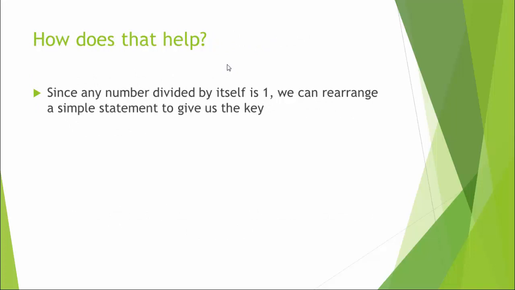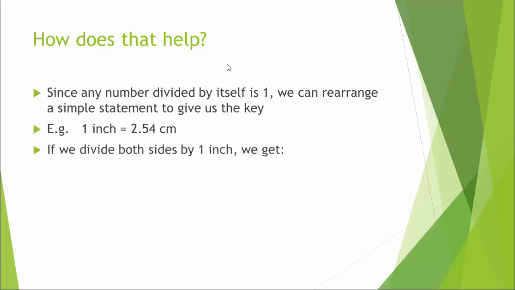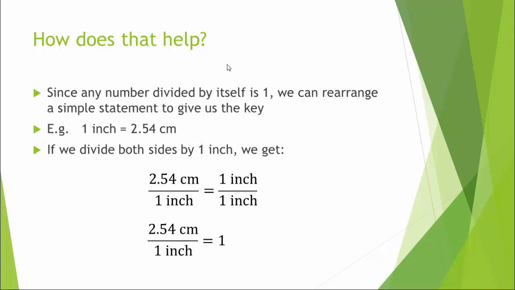Okay, since any number divided by itself is 1, we can actually rearrange a simple statement to give us the key answer. So let's take 1 inch is equal to 2.54 centimeters. We can divide both sides by 1 inch. The left-hand side, 1 inch divided by 1 inch. The right-hand side, 2.54 centimeters divided by 1 inch. Now, as soon as we do this, we should recognize what's on the left-hand side. 1 inch divided by 1 inch is equal to 1, or 2.54 centimeters divided by 1 inch is equal to 1.